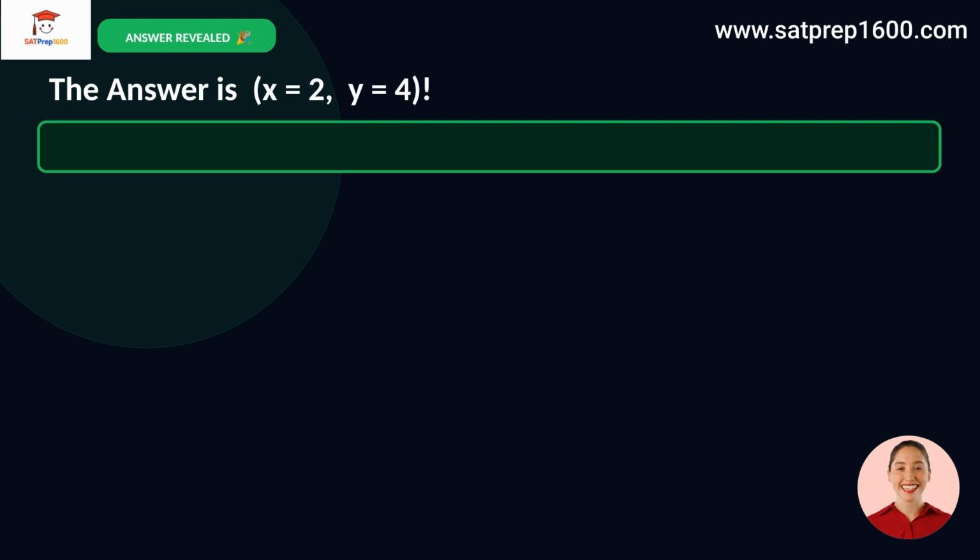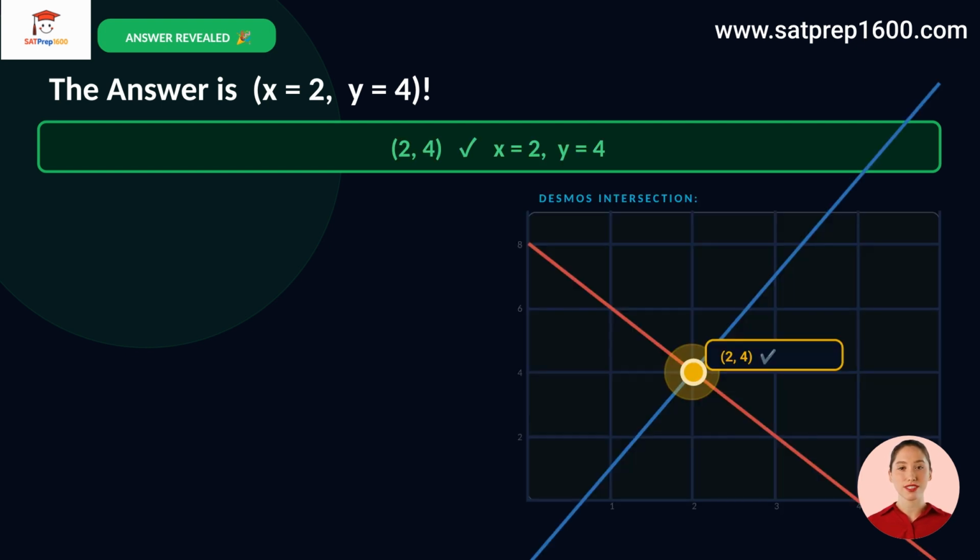Here's the answer. X equals 2, y equals 4. The point (2, 4). If you got that, nice work. Let's verify it by hand, just so you trust the method.